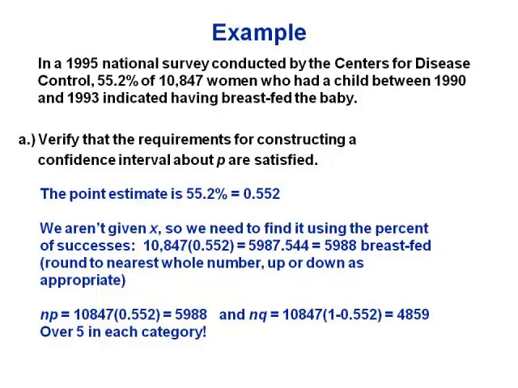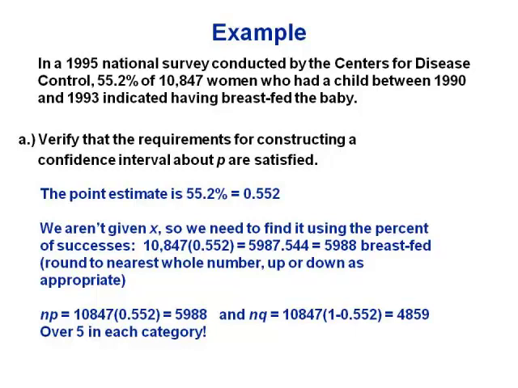So we have 5,988 women who breastfed. That's definitely more than 5, so that's not a problem. If I had 5,988, I can subtract from the total to find out that there's 4,859 who did not, also definitely more than 5. Or you can see on the slide I used the percentages to calculate both. So there's a couple different ways to do that.